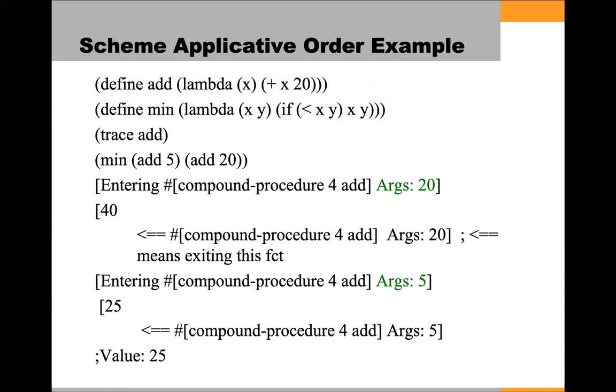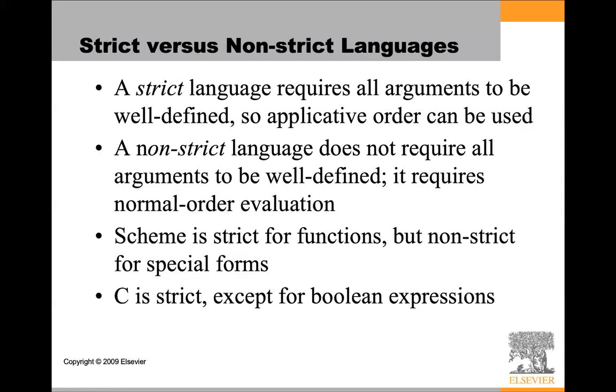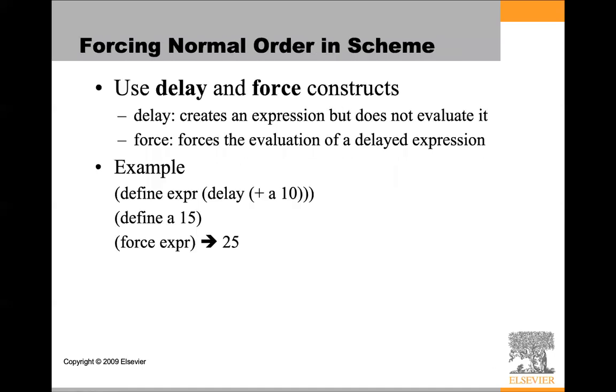There's a few things in Scheme that are normal order. The cond statement is normal order because it evaluates the arguments in a conditional in the order in which they are presented. So we'll go over this other stuff on Monday. I want to get to the generator function.